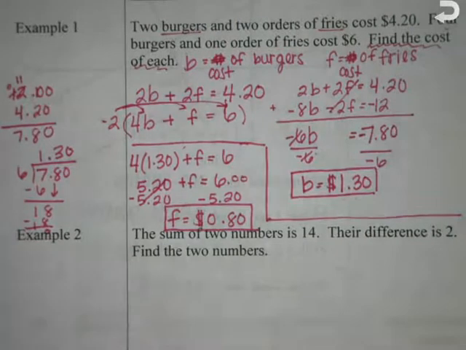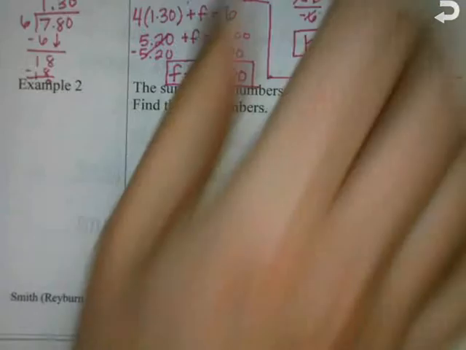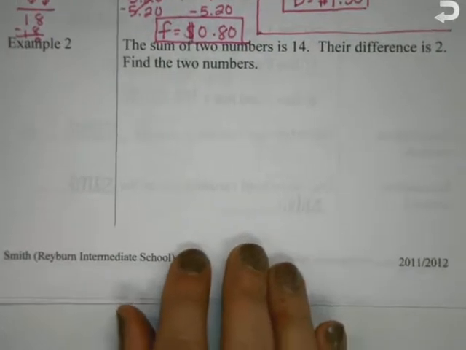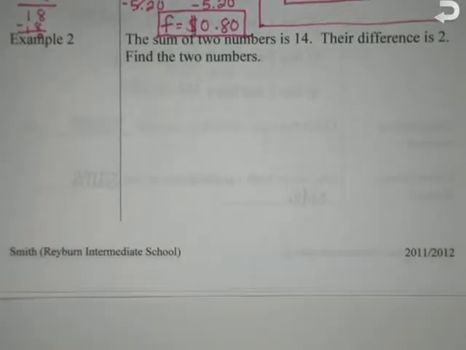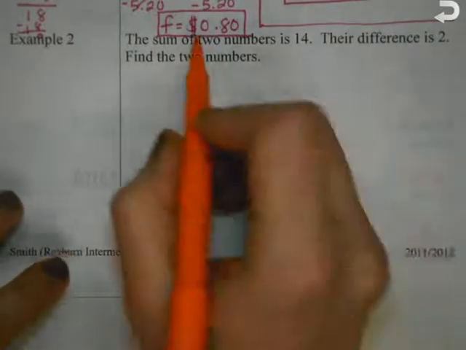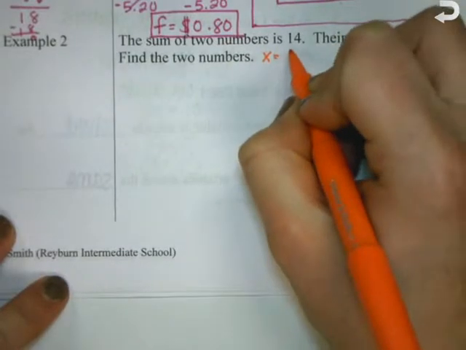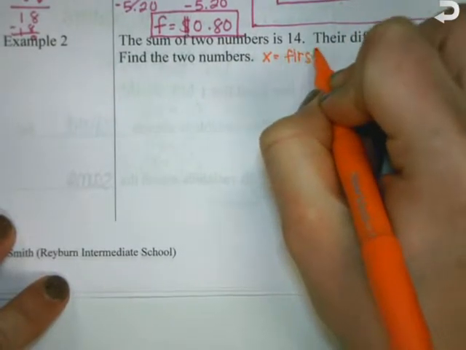This one's not as bad. The sum of two numbers is 14. Their difference is 2. Find the two numbers. What do you want to call our numbers? How about x and y? Okay, so let's say x equals first number, y equals second number.